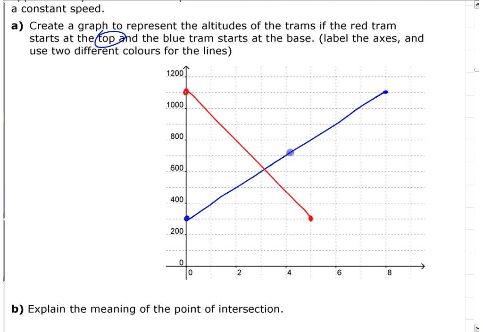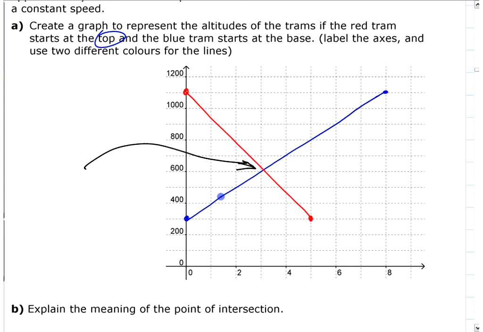What's the significance of those, if I was to do this properly here? What's the significance of that point where they cross? What happens at the crossing point? I think I didn't do a great job, but it's somewhere in here, right? What happens at that point? What does this represent? The intersection, what does it represent in terms of the trams going up and down the mountain? What would happen there?